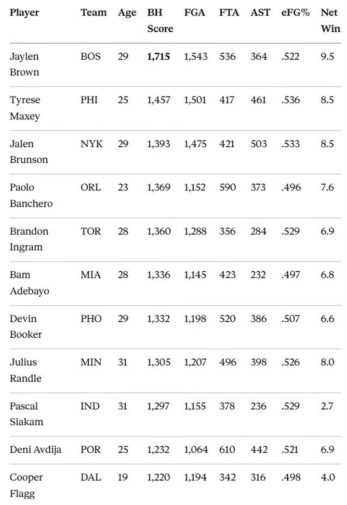Jaylen Brown, topping this list, is immediately notable given he was just traded from Boston to Philadelphia. Brown's .522 effective field goal percentage on 1,543 field goal attempts is the largest absolute gap from the efficiency threshold in the group. His ball hog score of 17.15 is by far the highest among inefficient creators. No other player in this group came close. The net wins formula already captures this.